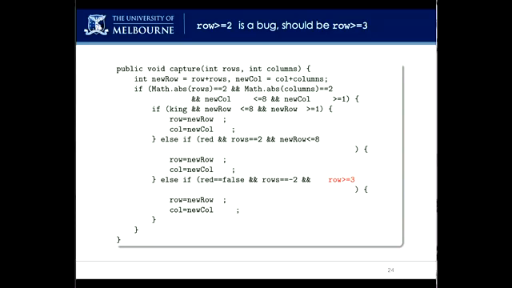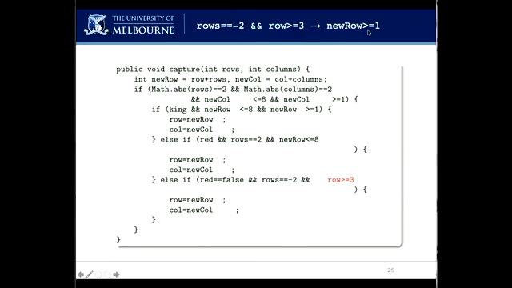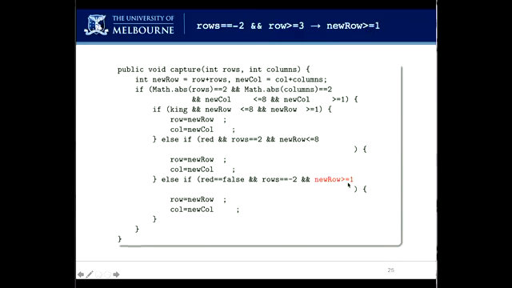So that bug, yeah, row should have been, so as it says here, row is greater than 2 is a bug and should be row greater than or equal to 3. Then we can make this row in itself new row greater than 1.